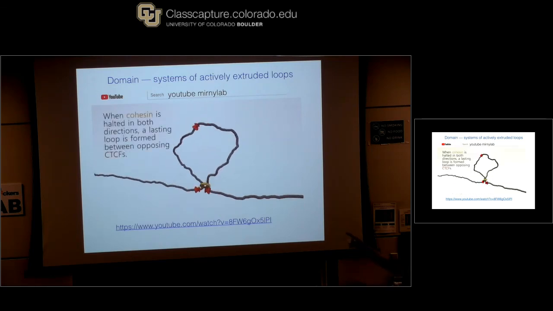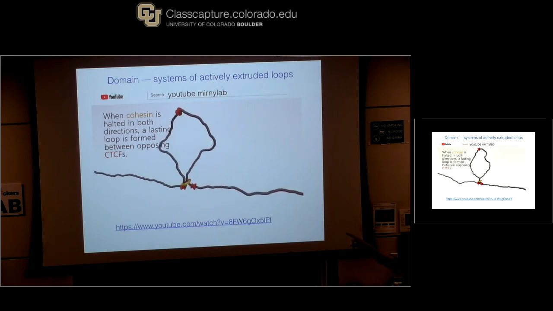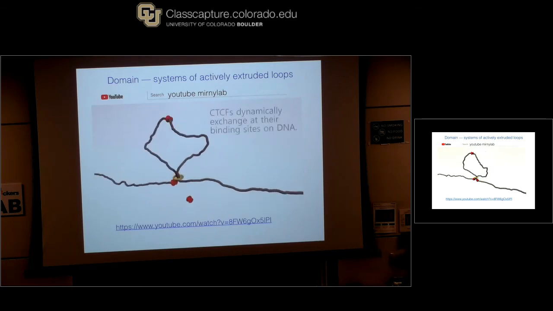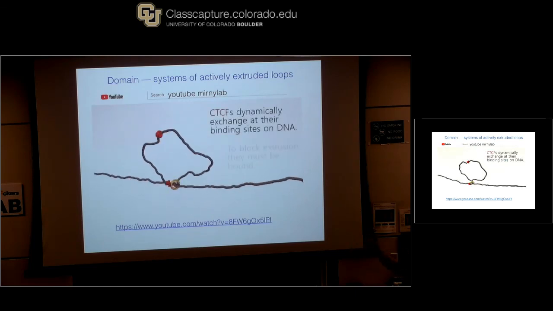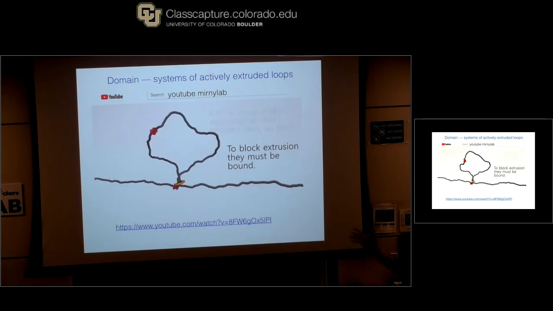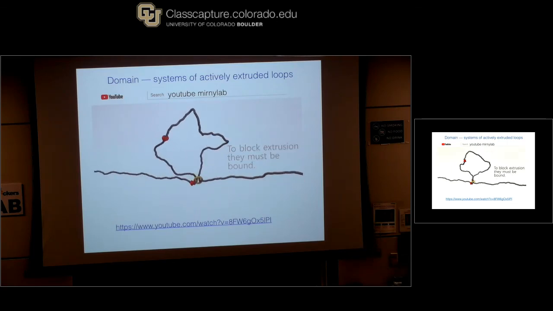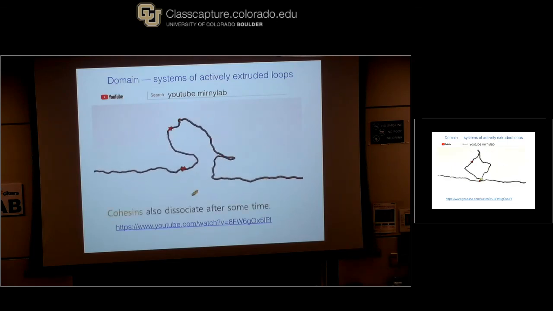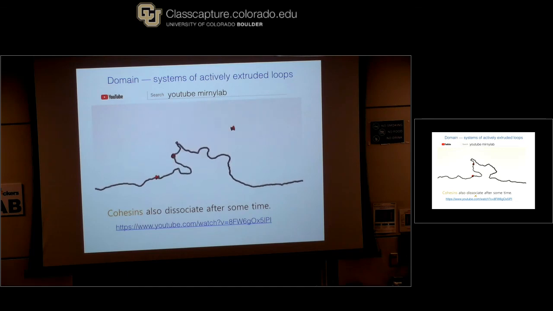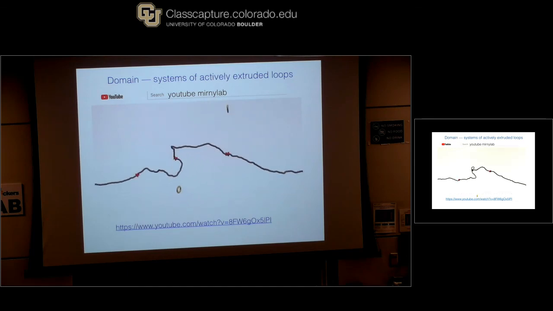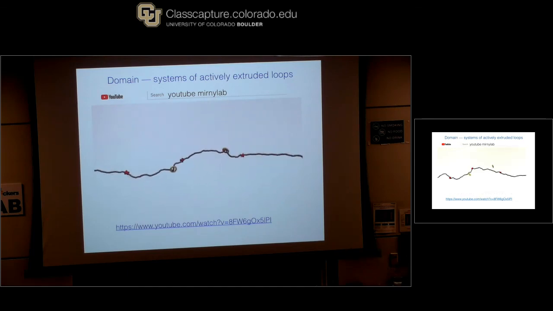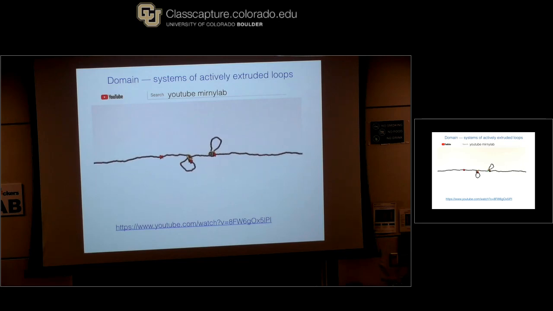So again, loop extruders are blocked by some of the CTCF proteins, and then they continue extruding as CTCF proteins exchange. So it's a little bit more complicated than the original picture. And you can have several loop extruders binding at the same time. These are all simulations, that's not the reality.